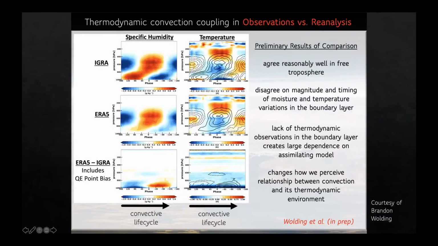So on the left, if you just look at specific humidity for the time being, in the interest of time, you can see these differences in the increase in specific humidity that you see before phase 0, which is the most active phase of convection. And you can see that variability, that increase in specific humidity, that's probably quite critical to convection onset and the life cycle. You can see that, for instance, the moisture decreases significantly and there's significant cooling in the boundary layer that's observed in the radiosondes. It's not observed in ERA5.